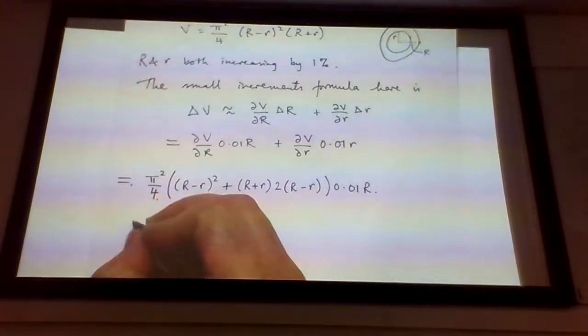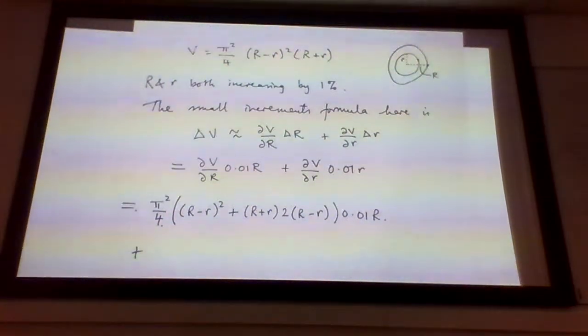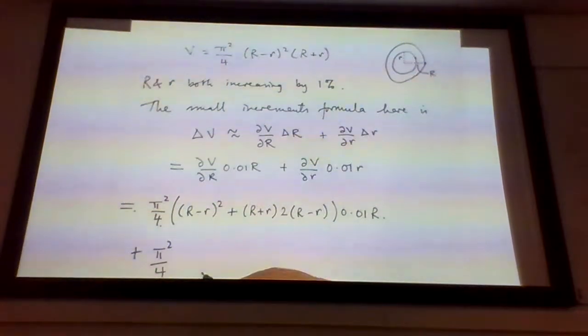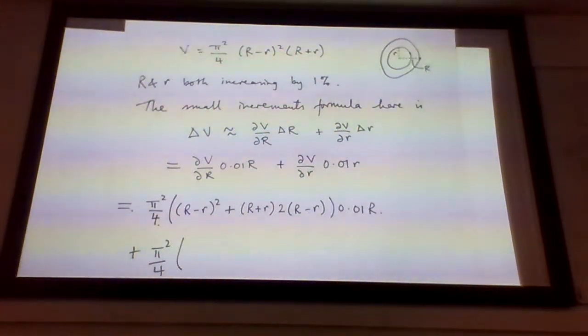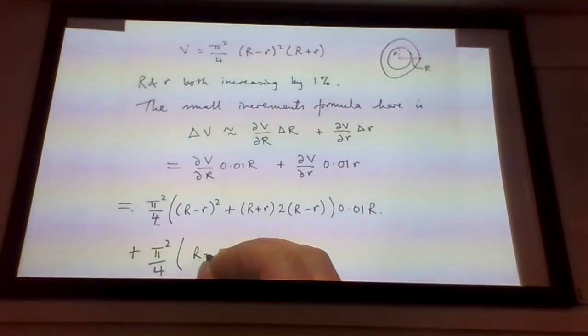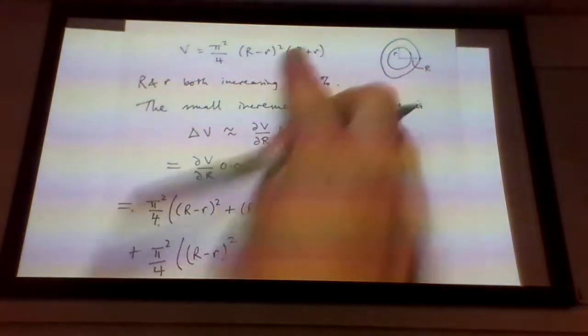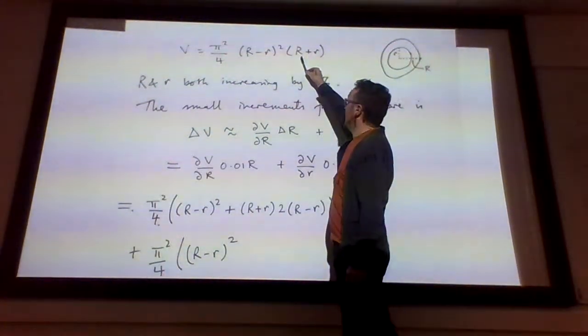And then we've got the second term, dV d little r. Again, we've got pi squared over 4, and again applying the product rule. So we hold the first bracket the same, capital R minus little r all squared, and we multiply it by the derivative of the second bracket, which is simply 1.